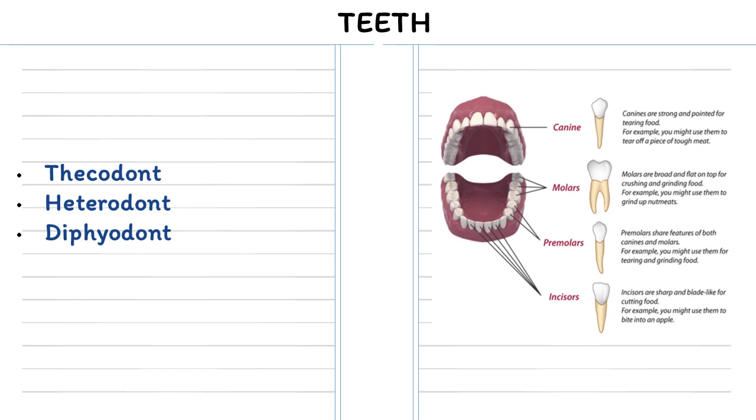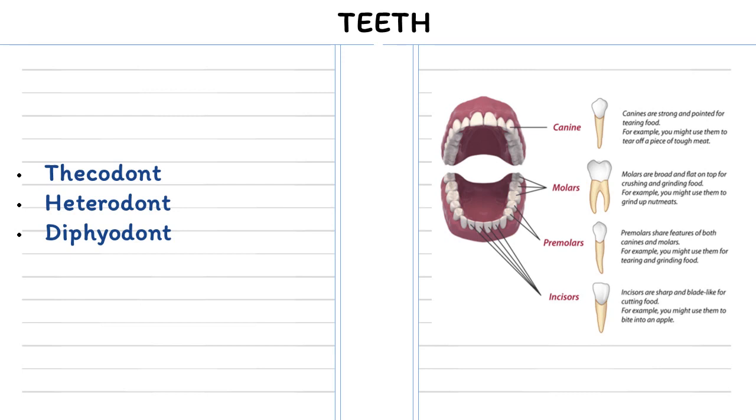The next word they said is its nature: it is heterodont. What do you mean by heterodont? Various types of teeth are there. For example, can you see this image? Mammals consist of 4 types of teeth, that is incisor, canine, premolar as well as molar. So 4 different types of teeth are there, hence it is known as heterodont, right?